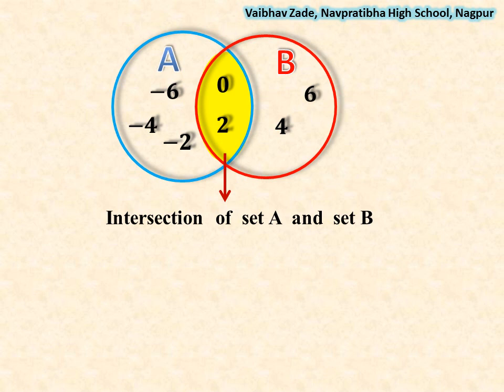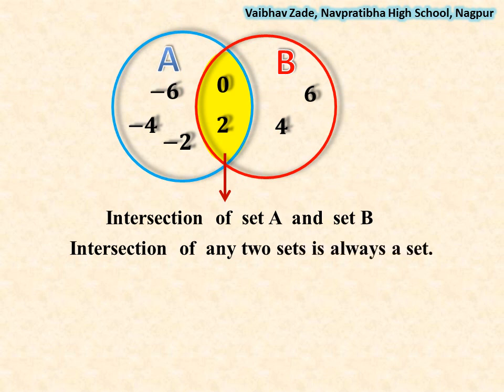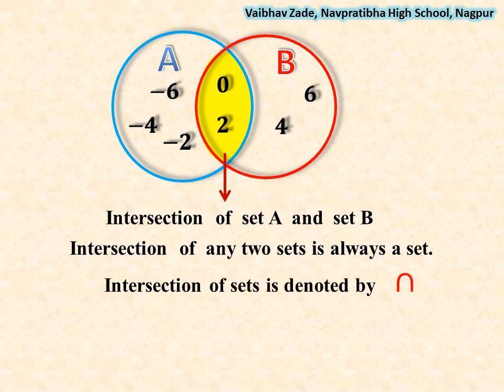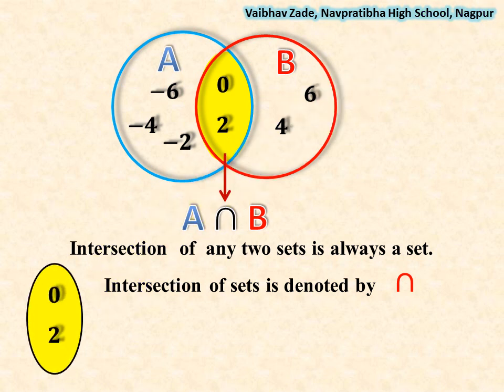So we say that the intersection of any two sets is always a set. We get a new set. How do we show this intersection? The intersection of two sets is shown by the symbol inverse U, and we say A intersection B. So what will we get here? We get 0, 2 as the elements of set A intersection B, and these are the intersection of sets A and B.